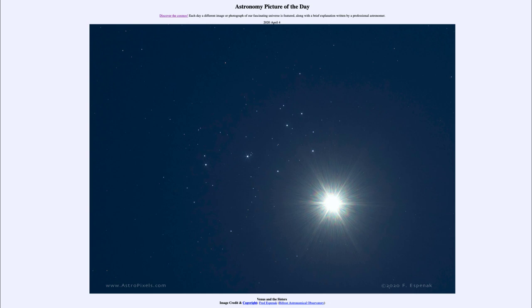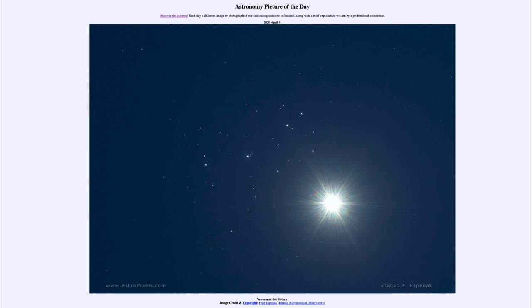One of the things that I like to do in each of my introductory astronomy classes is to begin the class with the astronomy picture of the day from the NASA website at apod.nasa.gov/apod. And today's picture for April the 4th of 2020 is titled Venus and the Sisters. So what do we see here?